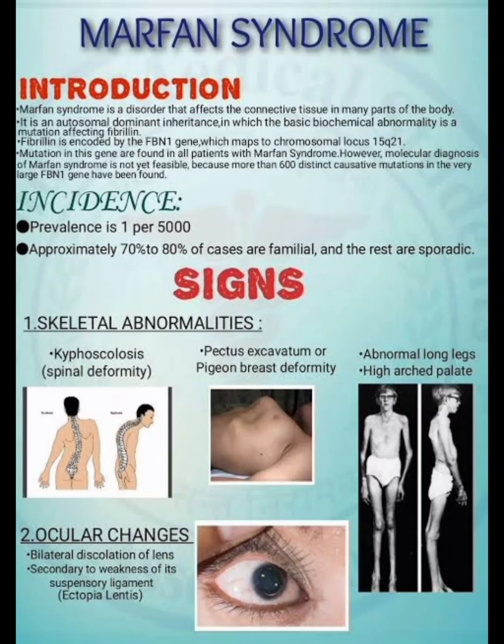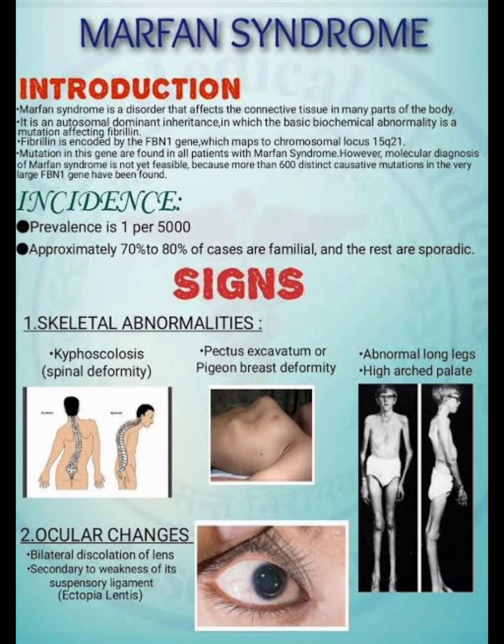So, just a short introduction: Marfan syndrome is a disorder that affects the connective tissue and it is an autosomal dominant condition. So family history is present. It is due to the fibrillin gene, that is the FBN1 gene on chromosome 15, 15q21.